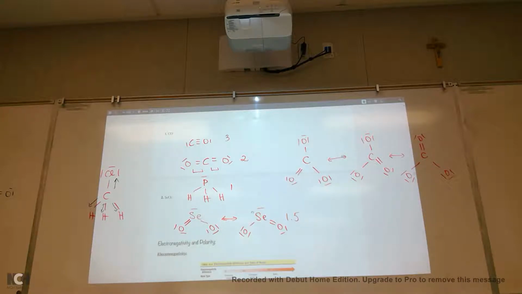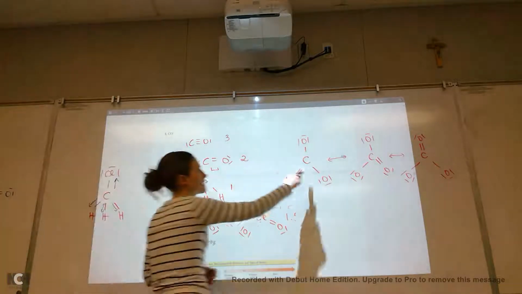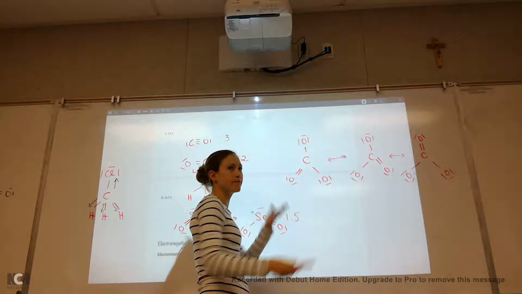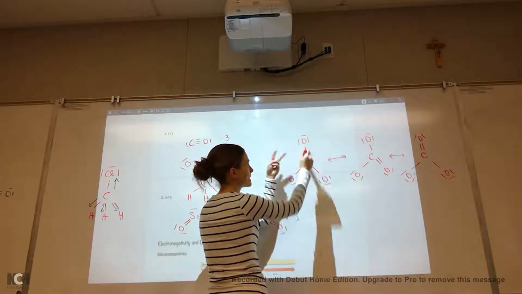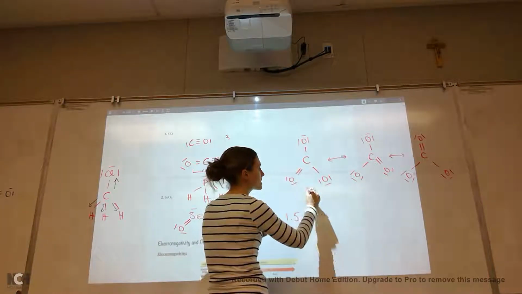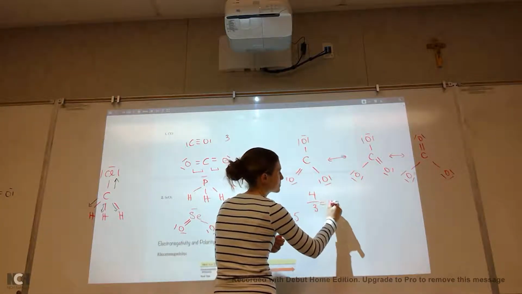Alright, who feels they got it? Rachel, go for it. 1.33. How did you do that? There are 4 bonds, 3 spots. Absolutely. So there are 4 total. If I were to average these, 1 plus 1 plus 2 is 4, divided by how many did I have? Well, I had a single, a single, and a double. 3 spots. 4 divided by 3 is 1.33.